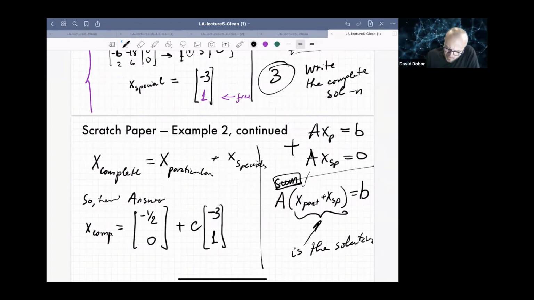Again, some people use the free variable name here. x2 was our free variable, so use x2, or use c, whatever, just as long as you say that it's some multiple. Okay, so this is the final answer.